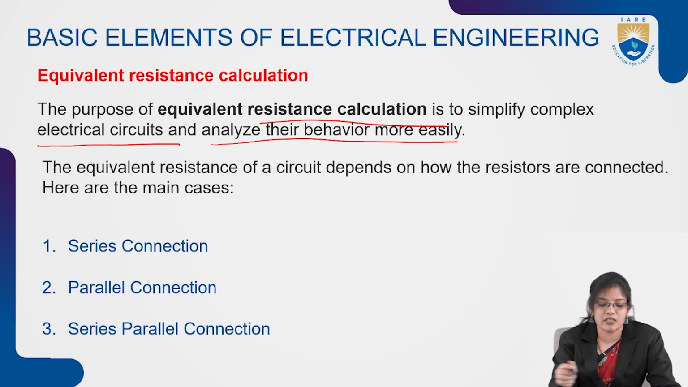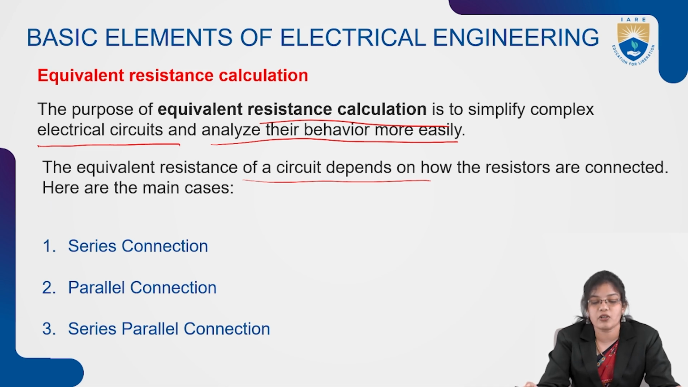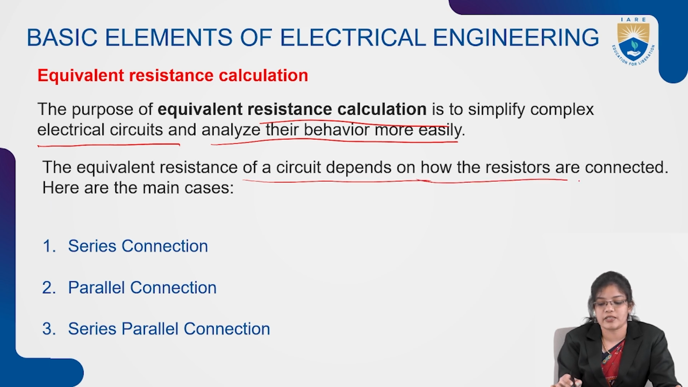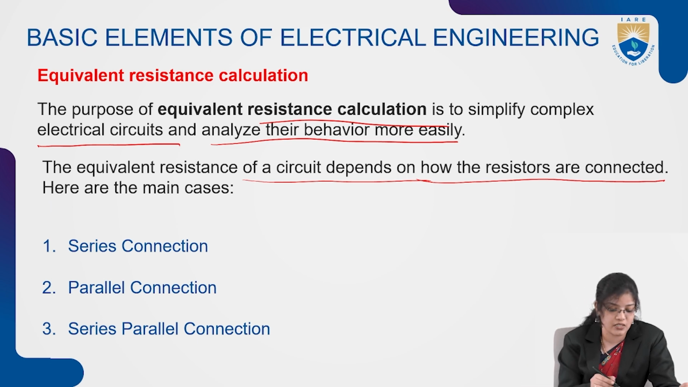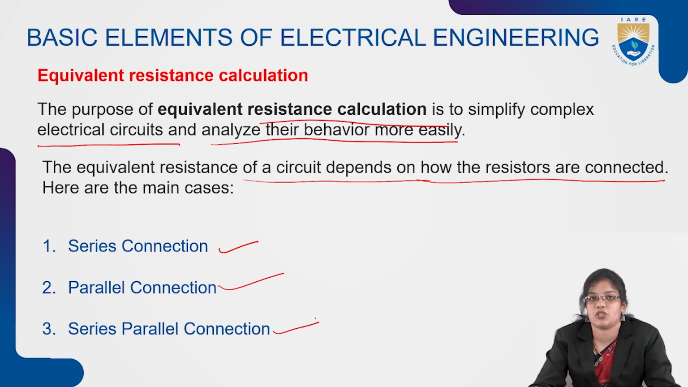The equivalent resistance of a circuit depends on how the resistors are connected. There are three ways the resistors can be connected. First is series connection, second is parallel connection, and third is series-parallel connection.